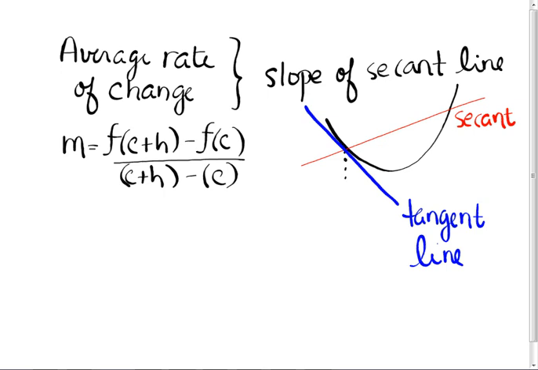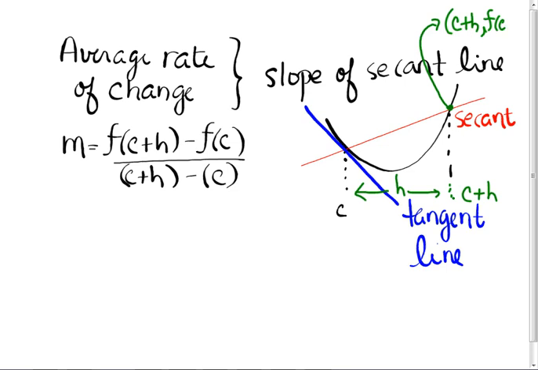Okay, so here is c. Here is this distance we're going to call h. Then what's this x-coordinate? c plus h. What is this ordered pair here? I'm sorry, I'm out of space here. But it's c plus h, comma, f of c plus h.